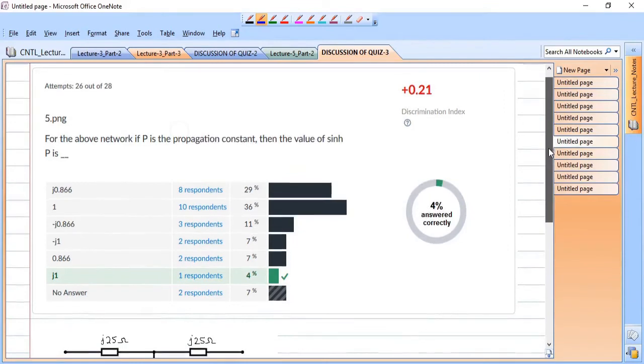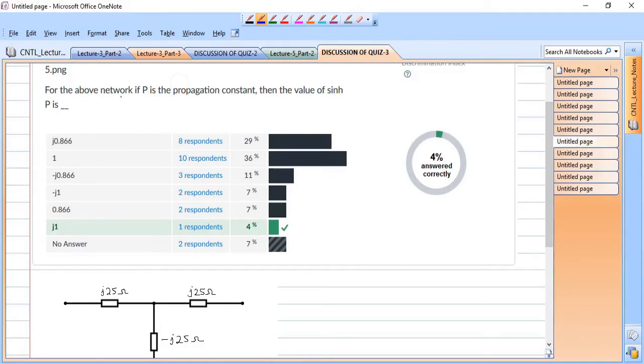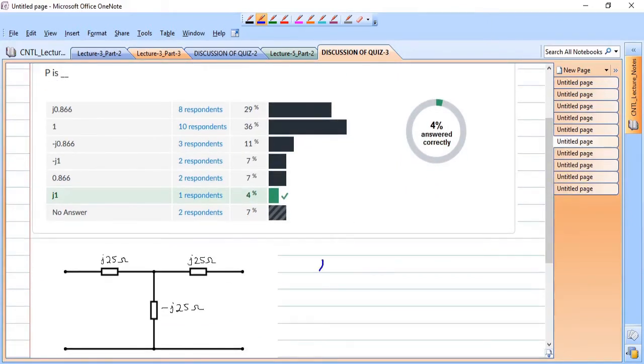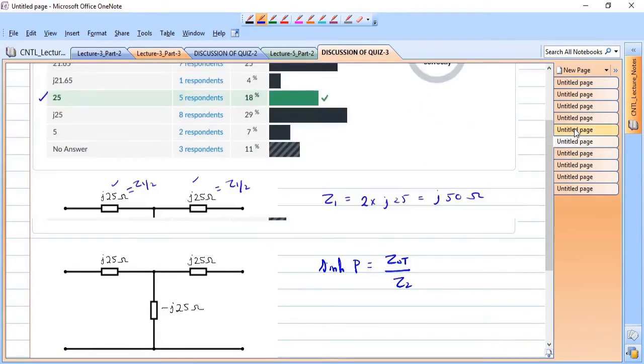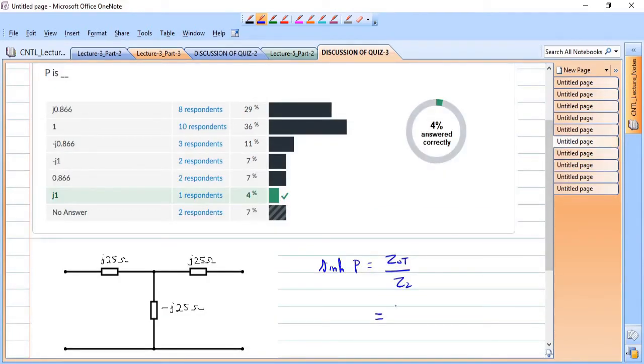Okay, the next question says that the same T network is given, and for the above network, if P is the propagation constant, then what is the value of sinh P? So we have derived the expression, that is sinh gamma or P is equal to Z0T by Z2. In our previous example we have found the value of the characteristic impedance Z0T, that is 25 ohm. So we will use that result directly here.